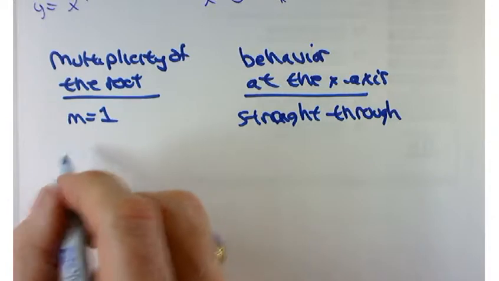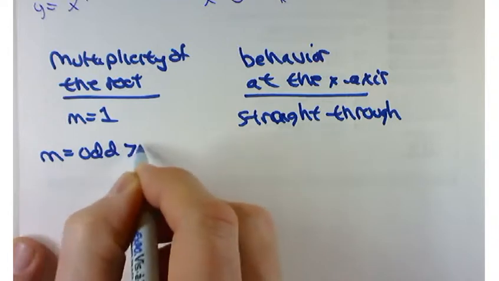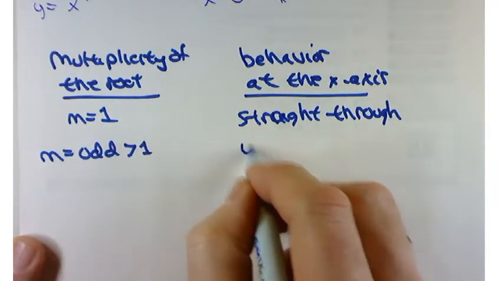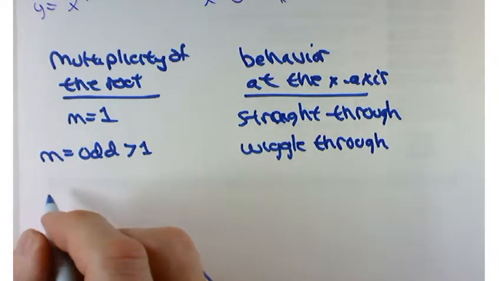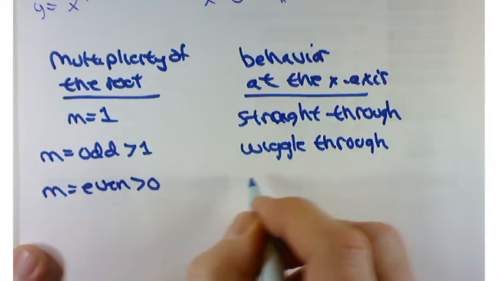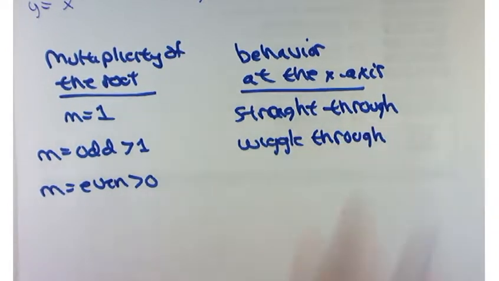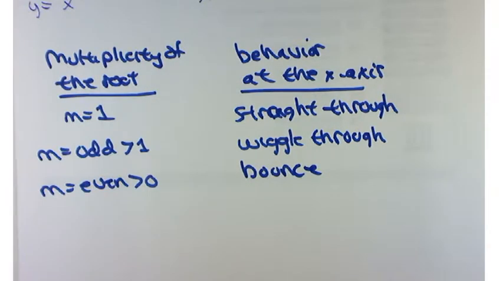You could have an odd multiplicity. M is odd and greater than 1, in which case you're going to have a wiggle through. And finally, you can have M is even and greater than 0. And what happened when you had an even multiplicity there at the root? You had a bounce. So those are the three behaviors that you're going to see with respect to your roots. And knowing something about those behaviors and knowing something about what we call the end behavior is going to help you predict the shape of a function.